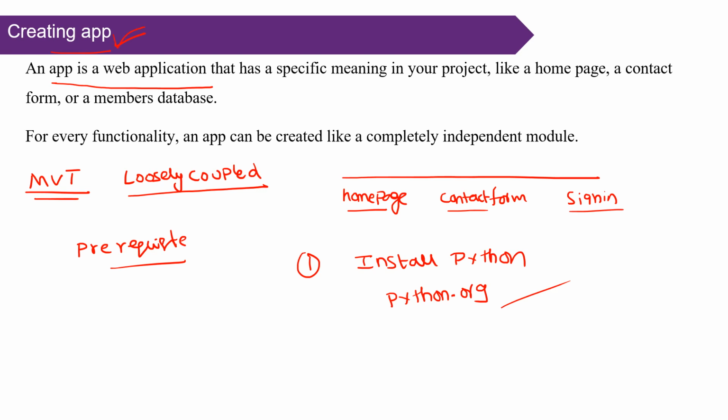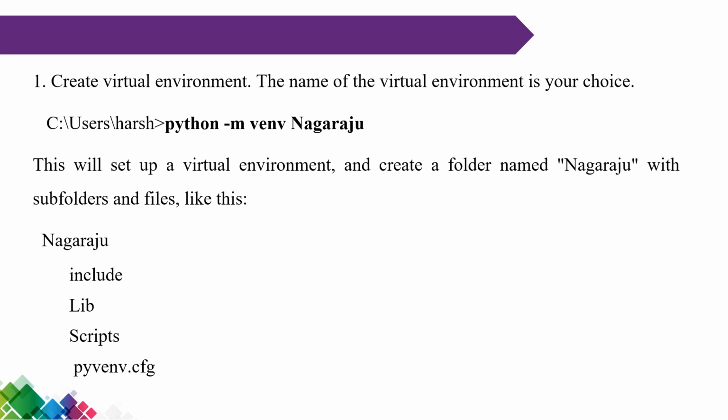Parallelly follow first step. Step 1. Create a virtual environment. What is meant by virtual environment? Simply the memory space. In that only we are creating the project. Simply some partition of the total memory. Virtual environment. The name of the virtual environment is your choice. You can use any name.